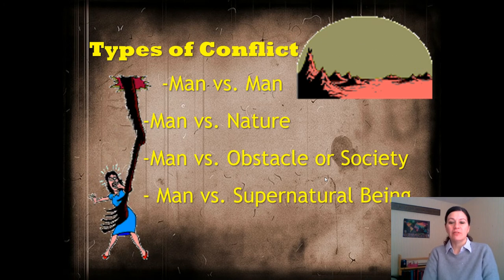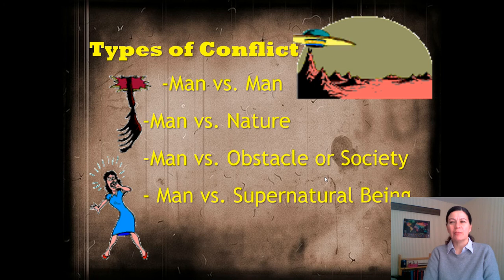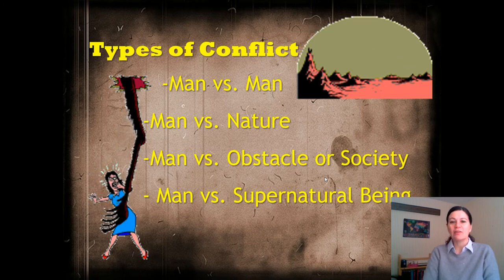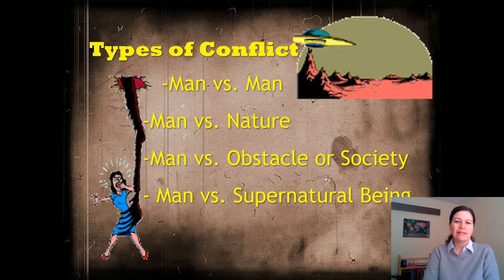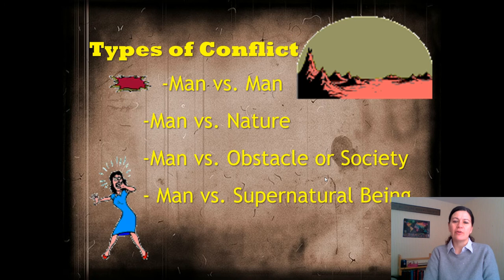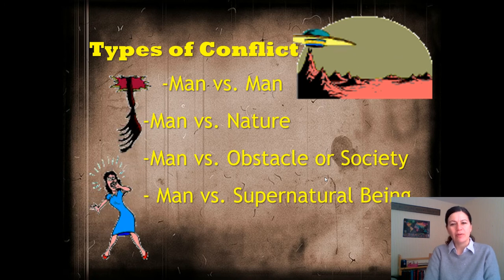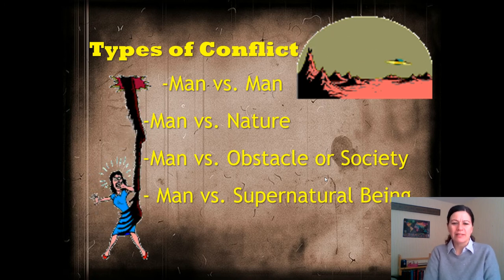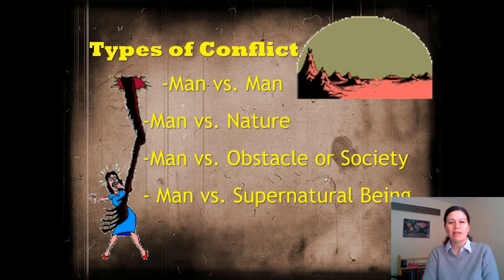You can have man versus obstacle or society. An example would be if you think of To Kill a Mockingbird, and you have Atticus, and he's a lawyer, and he's a good man, and he's against the rest of the Maycomb society because he's trying to fight for an African American, and they don't agree with it. They are a racist society, and they cannot accept it, and he has to stand up to them.